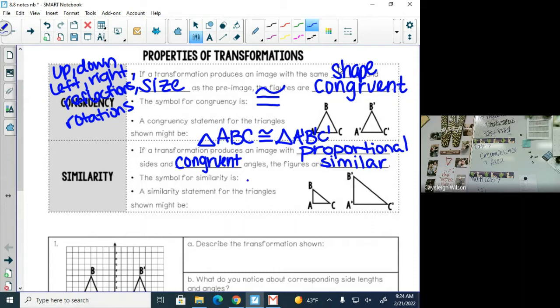And the symbol for similarity is just the squiggle without the equal sign. So if I was going to talk about these two triangles, I would say that triangle ABC is similar to triangle A prime, B prime, C prime. That just means that basically one shape was made from the other. The angles are still the same, but the side lengths aren't, which just makes them similar. Congruent is when they're still the same size and shape. So basically similarity is only going to happen with dilations.